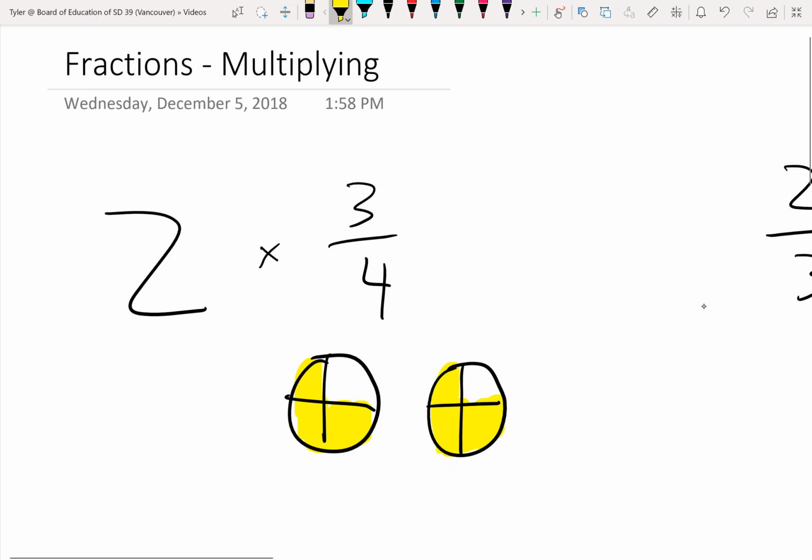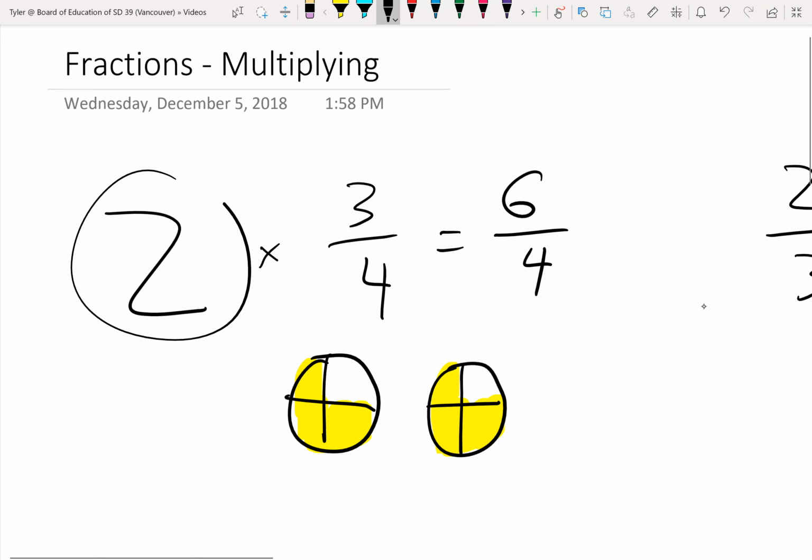Okay? The size is not changing. We didn't do anything to the size of the slices, that 4 the denominator, but the amount, that number on top, doubled. It got multiplied by 2. So our answer would be 6 slices out of, not out of 8, out of 4, okay? Because the size was out of 4. That's how big each slice is for the entire thing, okay? That's how we do this when it's 2 times something. We just multiply that top number.